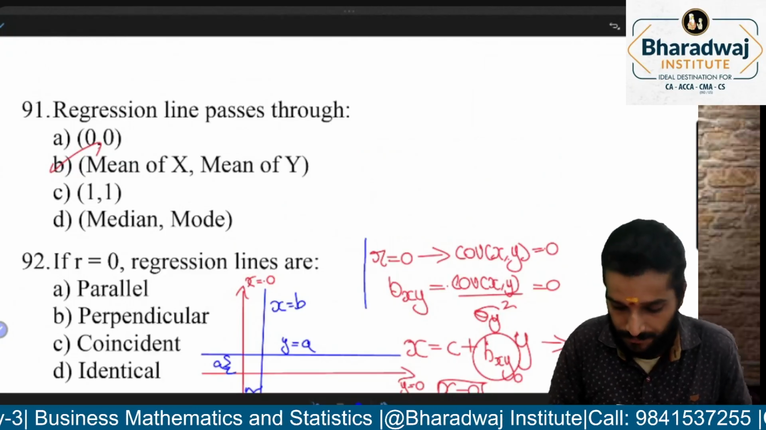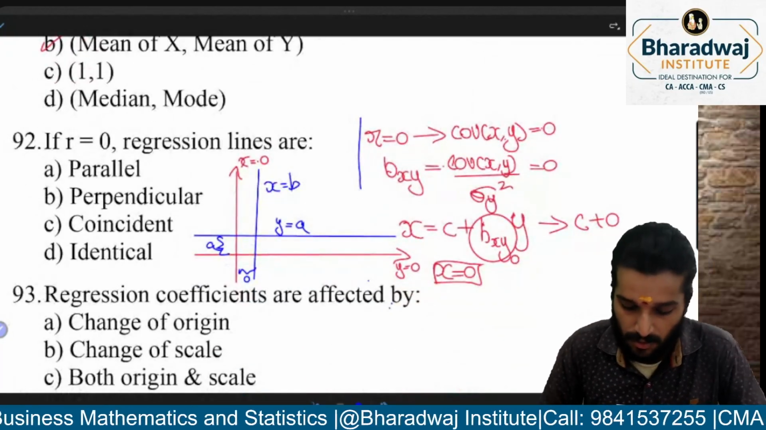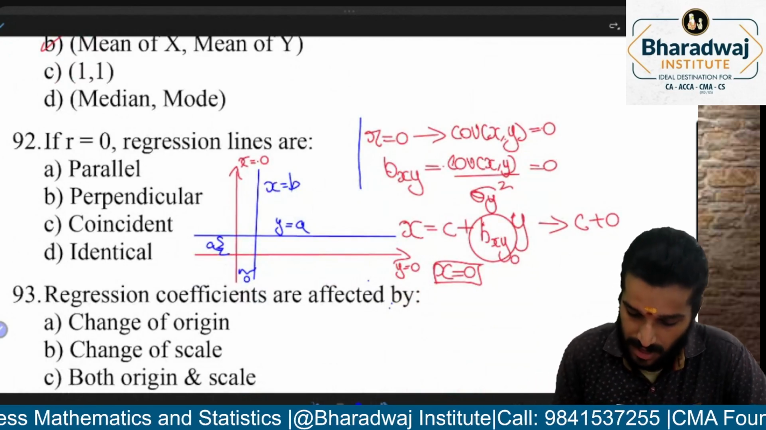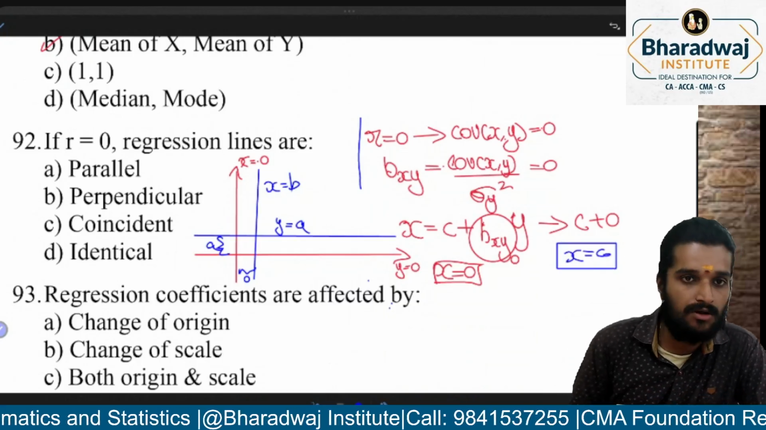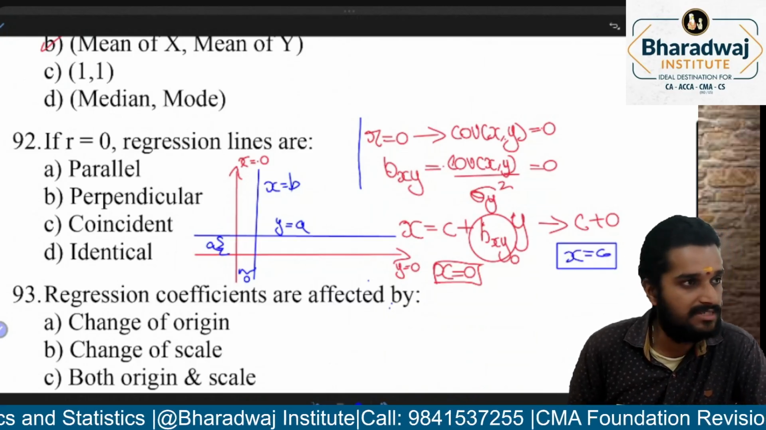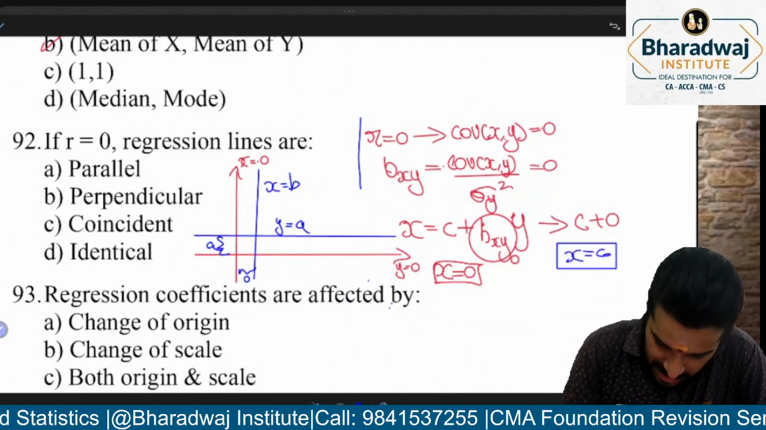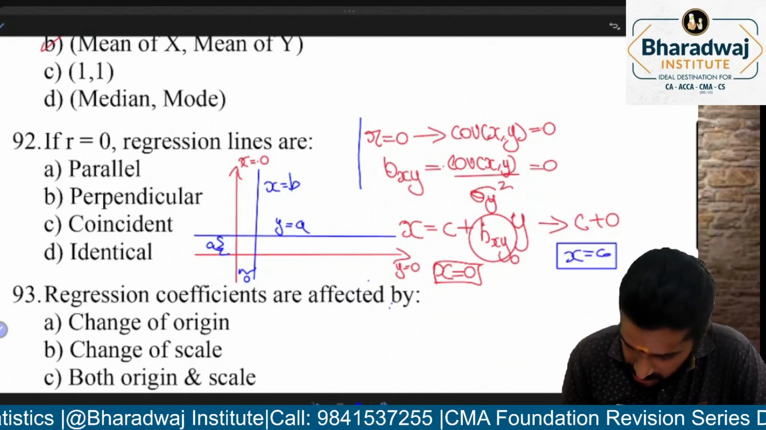Now we found what? X equal to some c. We have found x equal to c. What is that x equal to c? Let me take this line itself as x equal to c.